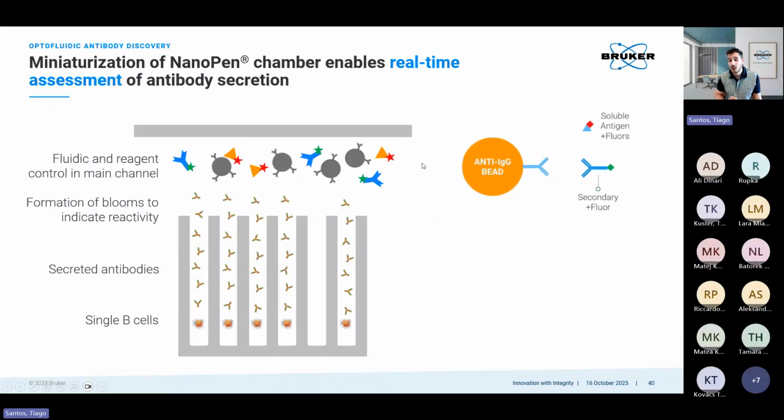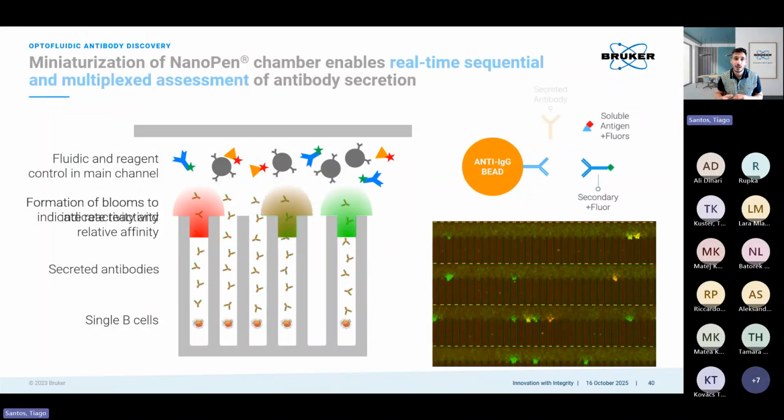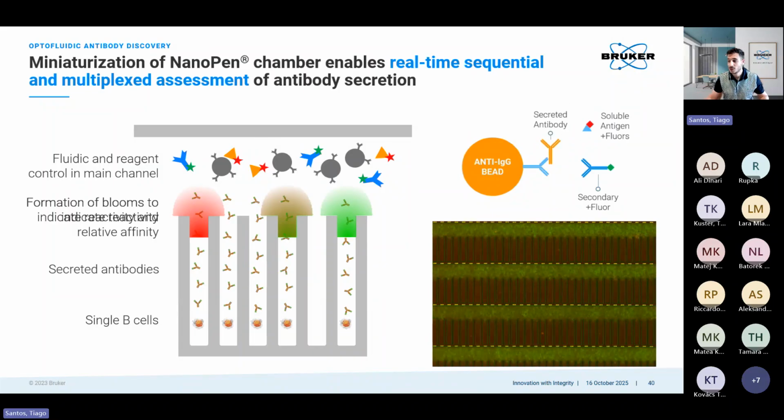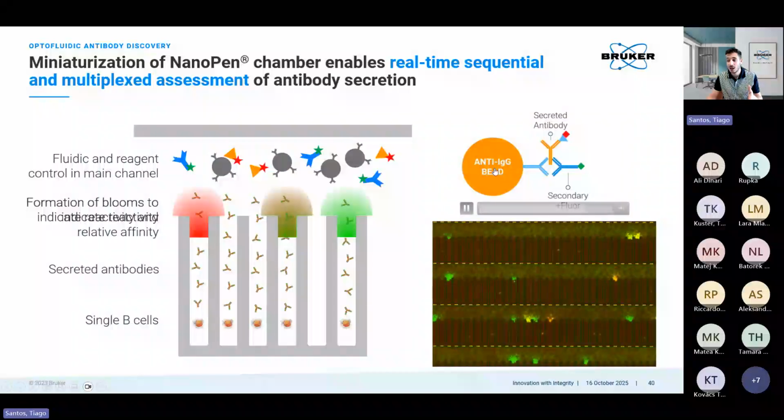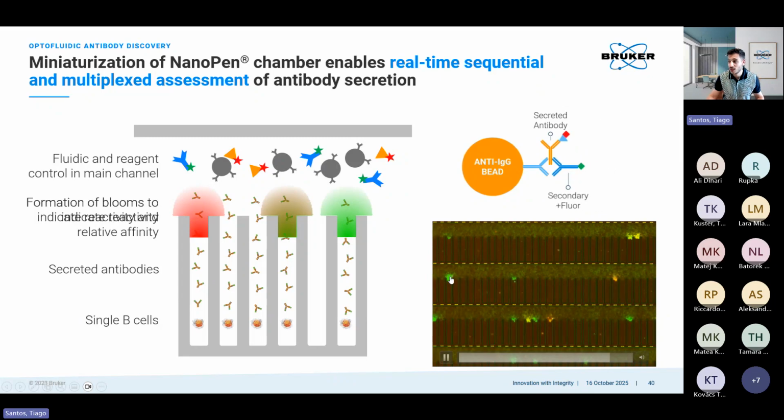More than that, we have years of experience in developing these types of assays. So we have assays that allow you to do cross-reactivity to multiple antigens. In this case, you flush in anti-IgG beads, and so we capture the secreted antibody, and it's the antigens that have fluorescence. By the bloom of fluorescence, you can see that this specific secreted antibody is specific for this green antigen, but this one is specific for both, and so on. And you can track all of that across time, and Beacon will give you that information.